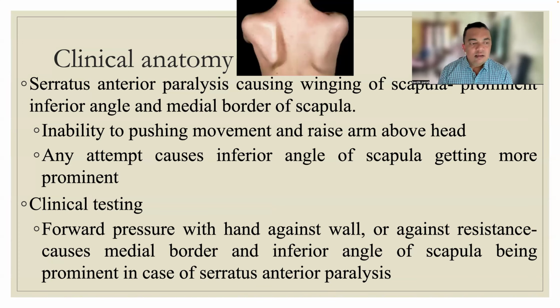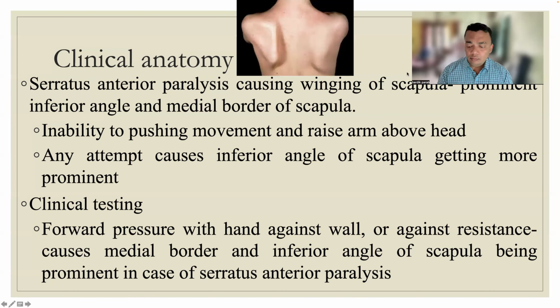Clinically, how can you test? You ask the patient to push the wall, forward pressure with the hand against the wall, against resistance. Either you resist them, or you ask them to push on the wall. This will cause prominence of the medial border of the scapula. It will stick out and become prominent, and the inferior angle will also become prominent there. And that is seen when there is paralysis of the serratus anterior. If there is none, this won't happen. If the serratus anterior is not paralyzed or weak, then the medial border and inferior angle will not be prominent. It keeps your scapula fixed, but in case of weakness it becomes prominent.